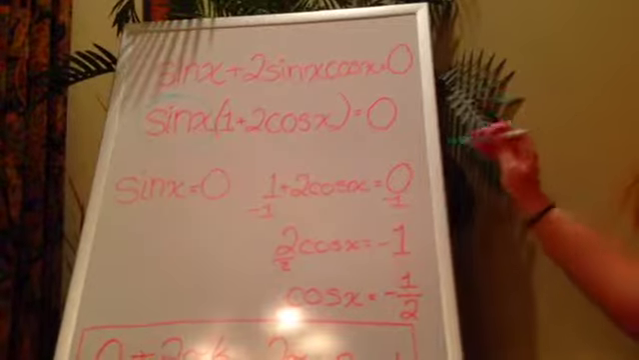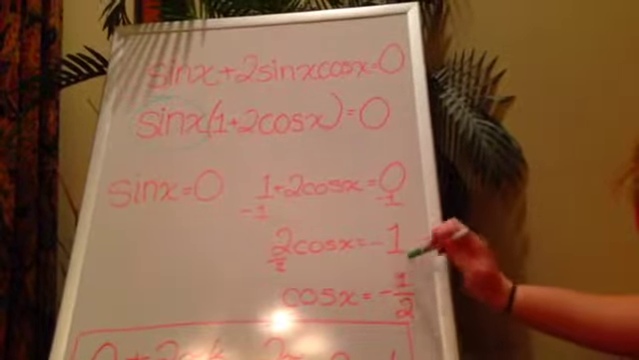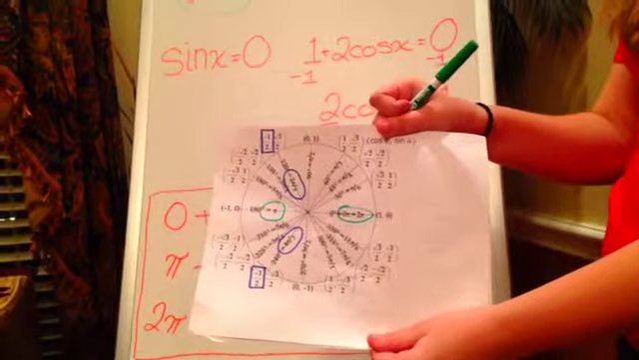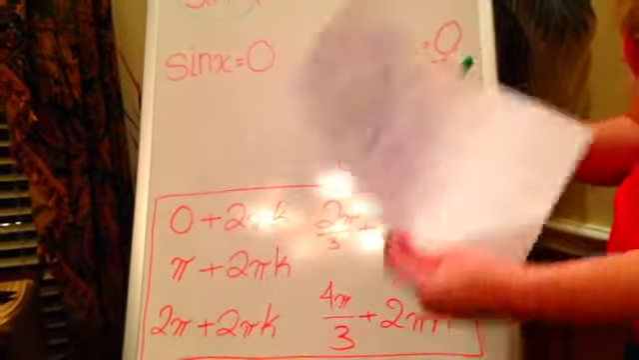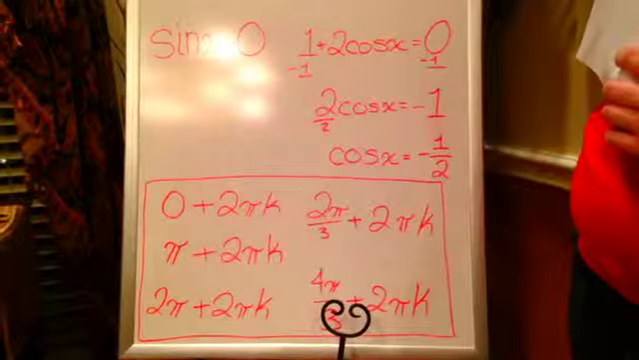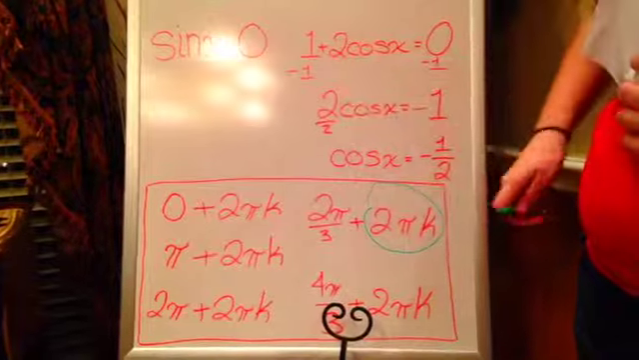Then you solve for the other solution. Subtract 1 from each side, then divide by 2, and cosine x is equal to negative 1/2. Then you use your unit circle to find the solutions, which are 2 pi over 3 and 4 pi over 3. Now to account for all solutions, you better slap on a 2 pi k. And now we're solving trig equations.